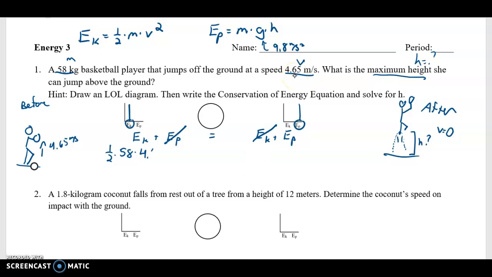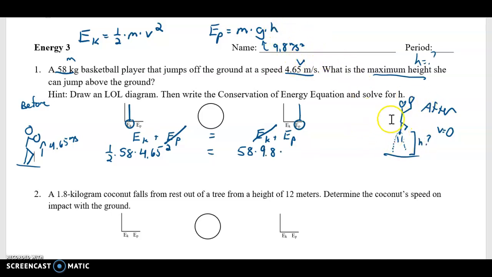But just be careful when you do this. Many people will leave it like this. Don't forget the square. Don't forget the square. So it's 4.65 squared. Equals, on this side, my potential energy. It's mass times gravity times height. So it's the player's mass, 58 kilograms, times gravity. We use that number 9.8 meters per second squared, times the height.